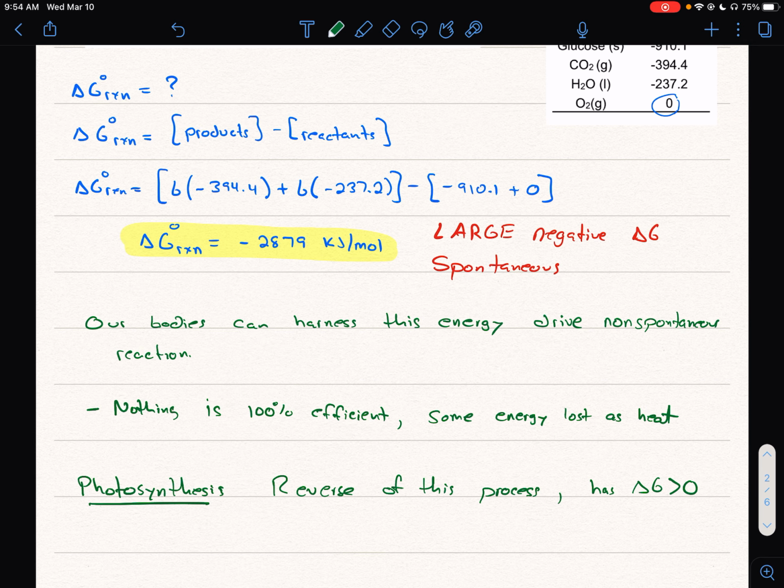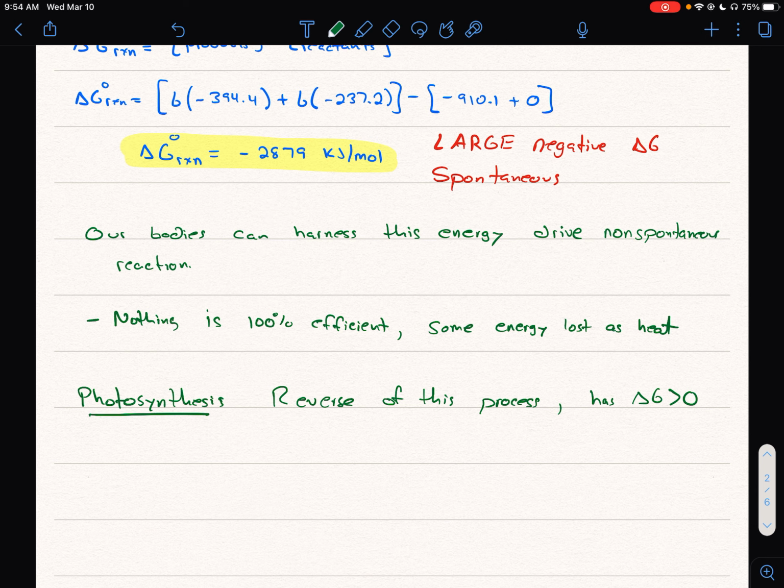So how do plants overcome this? What do they use? They use sunlight. They're able to harness the sunlight and use that energy from the sun in order to drive this reaction, right? Because they have to overcome the positive 2879 kilojoules per mole. And by using the sunlight, that's the energy source they can use to drive that chemical reaction.